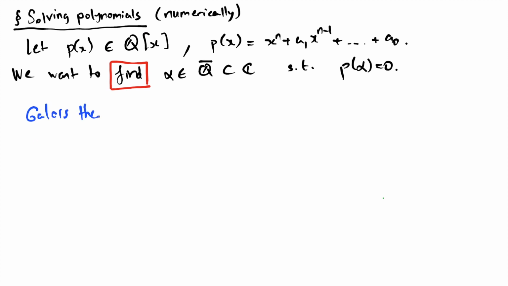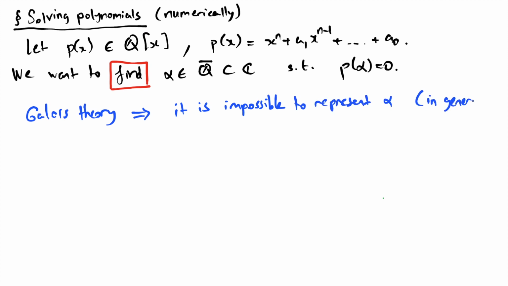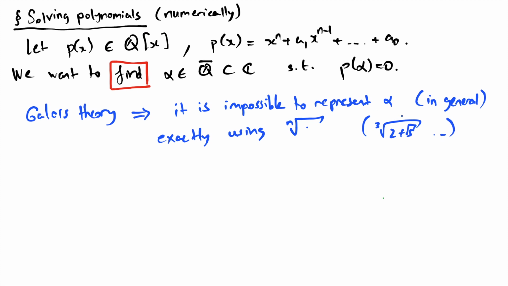And here's what they say. So there's Galois theory, which studies symmetries of algebraic numbers. And Galois theory says that it is impossible to represent alpha in terms of radicals of integers. And here, impossible in general. So I'll say a few more things about this. But it's impossible to represent alpha exactly using these radicals, so expressions like this and their combinations, and you can nest radicals. So for example, cube root of 2 plus square root of 5 would be fine. So you can use representations like this to create many interesting algebraic numbers.